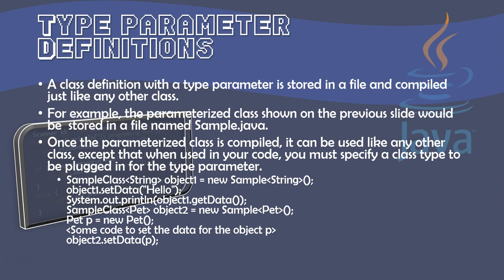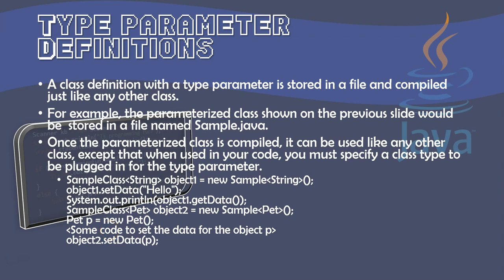So if we look at an example here, we have Sample class String. That's what we're plugging in for T. object1 equals new Sample String. And of course, then we do some setData down here. Then we can get the data. We can, of course, also do a Pet object. So if we had our Pet class that we've done before, you can see here that we can create a Pet object. And of course, then we can do some code and we can set it as well.